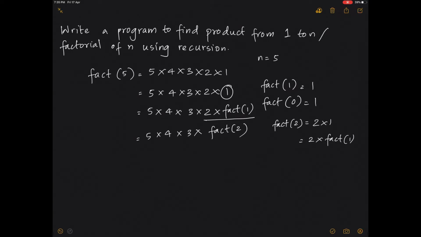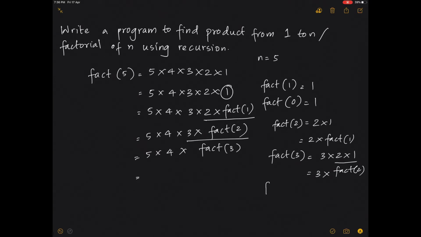Now next, finding factorial of 3, which is 3 into 2 into 1. This 2 into 1 is already written as factorial of 2. So 3 into factorial of 2 can be labeled as factorial of 3. Copying the remaining into 4 into 5.